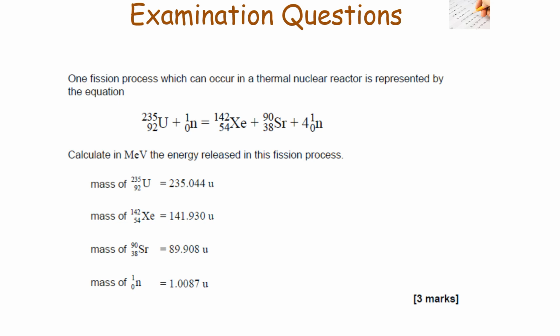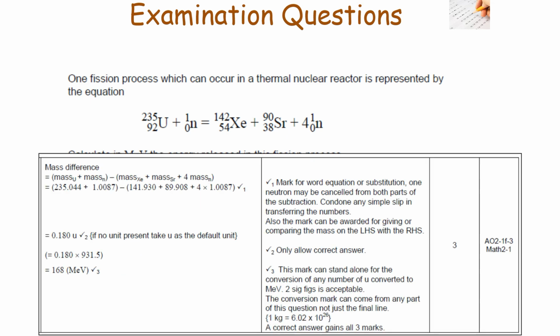Right, so what do you do here? So you work out your mass before and you work out your mass afterwards, and don't forget your neutrons. So you work out what the mass before was, then subtract it from the mass afterwards, or vice versa, and then you find out there's a mass difference of 0.180 u.